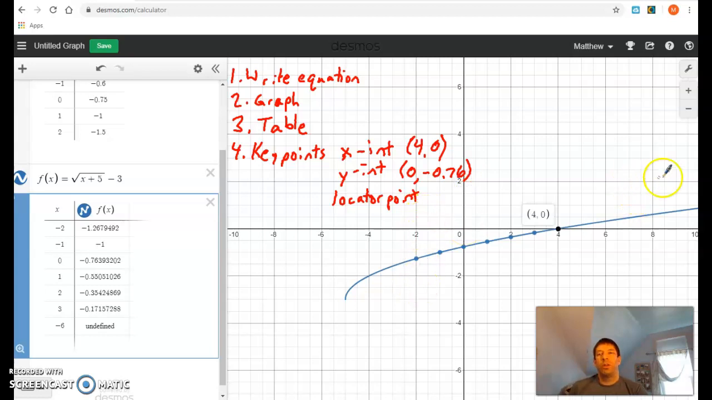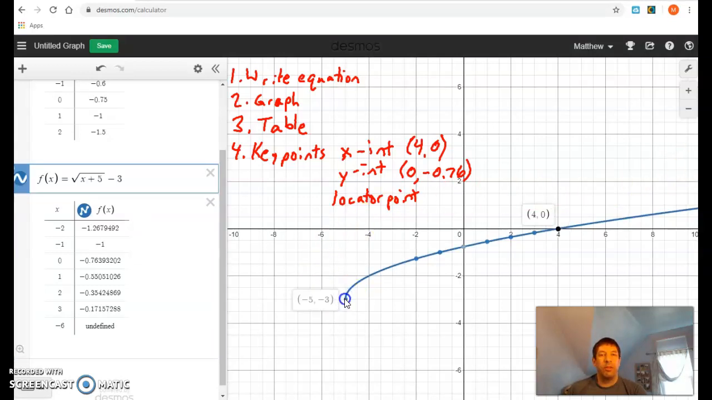And then a locator point. So for a square root function, our locator point is where the square root function begins. So this square root function begins right here at -5, -3. If you remember from graph transformations, h and k, -5, -3. So that's our locator point. We also want to identify that point, -5, -3. Okay. So now we've identified our key points.